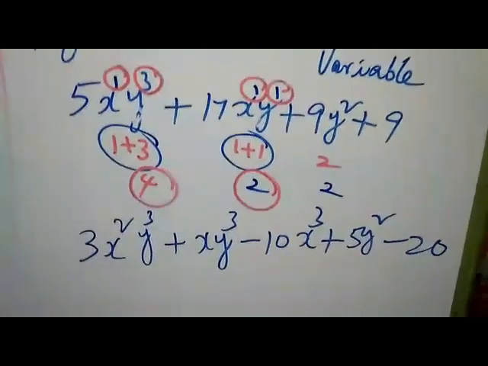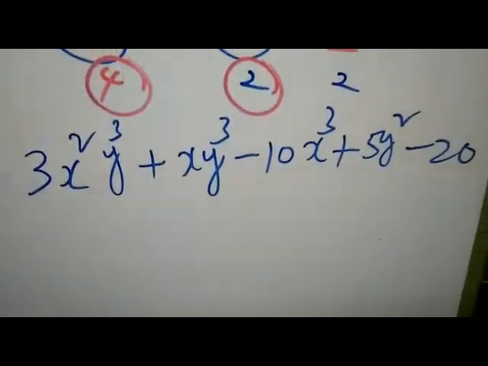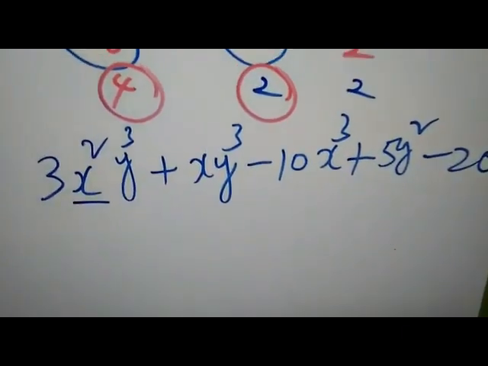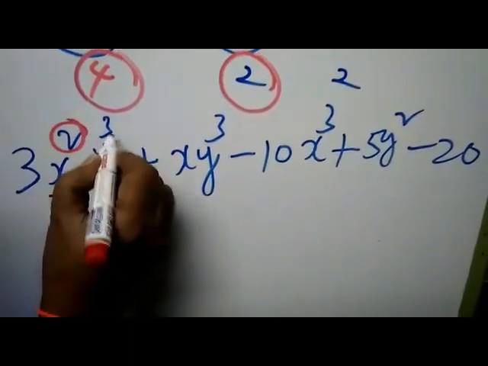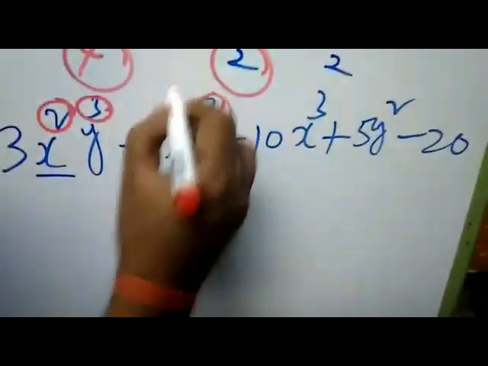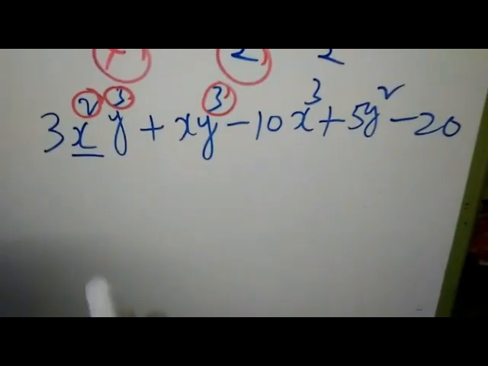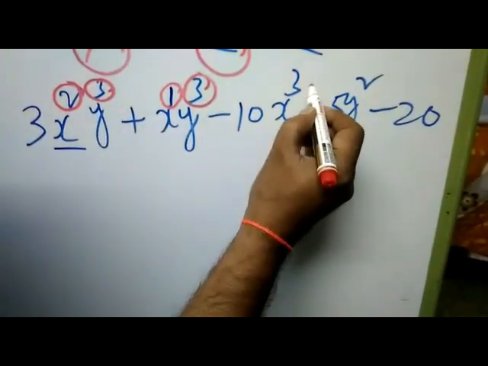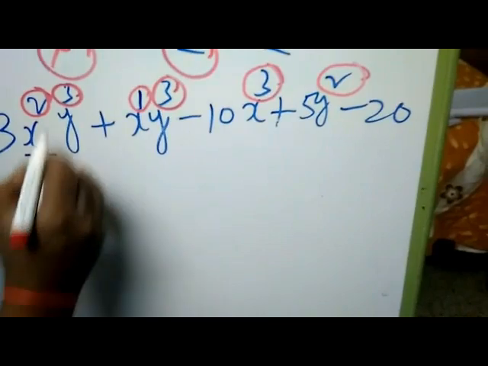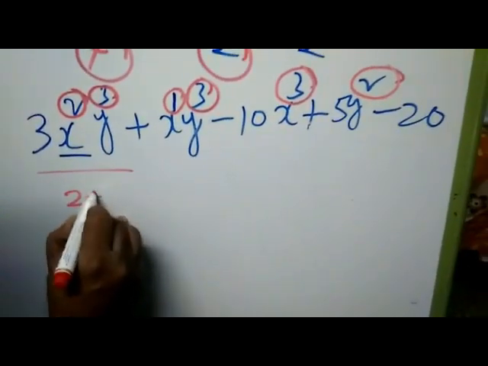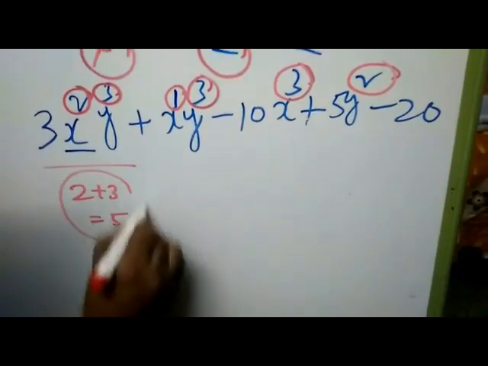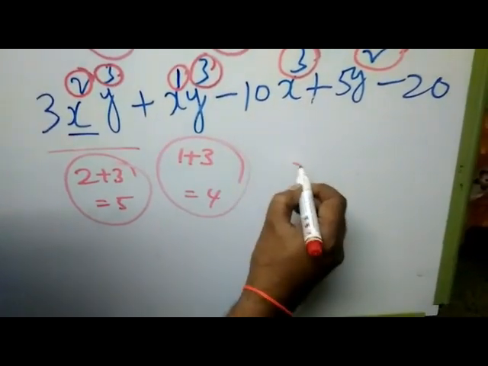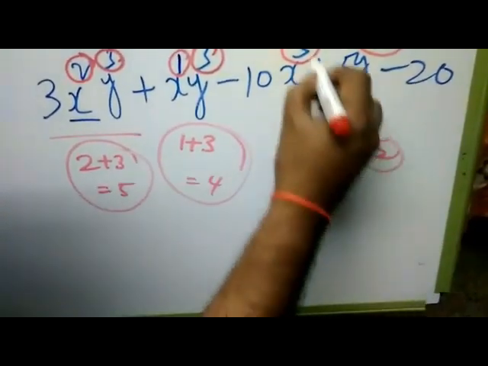Coming to the last sum, polynomial in more than one variable. Here the power of this variable is 2. The power of this variable is 3. What about the power of x in this second term? 1. Here the power of this variable is 1. If the power of this variable is 3, the power of this variable is 2. Let us check. Here in this term, 2 plus 3 is equal to 5. In this, 1 plus 3 is equal to 4. In this, only 3. In this, only 2.